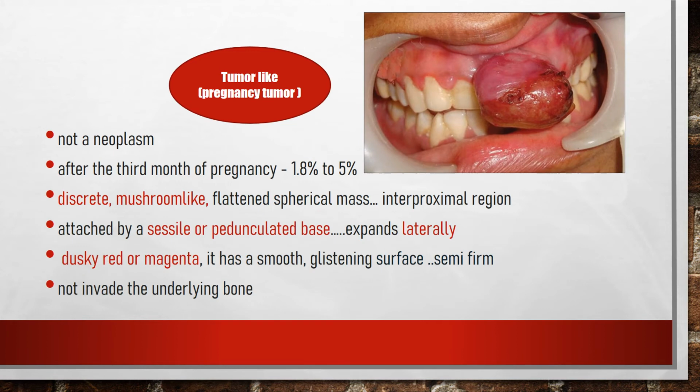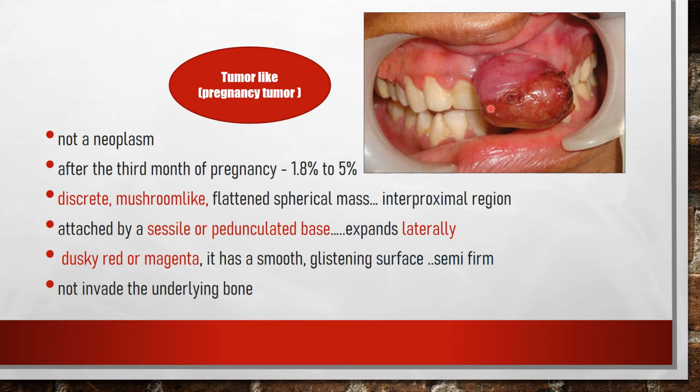Moving on to the tumor-like gingival enlargement or angiogranuloma, the so-called pregnancy tumor, it is not a neoplasm. This usually occurs after the third month of pregnancy, but it may also occur earlier. The reported incidence is 1.8 to 5 percent, and it appears as a discrete mushroom-like flattened spherical mass which protrudes from the gingival margin, mostly in the interproximal region. You can see this in the diagram.